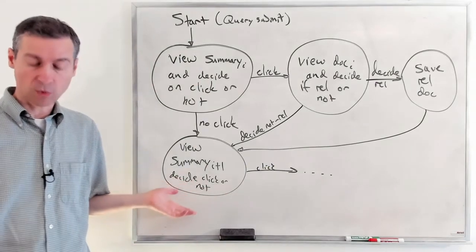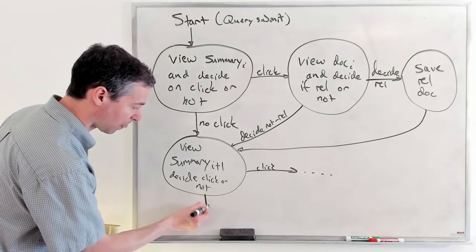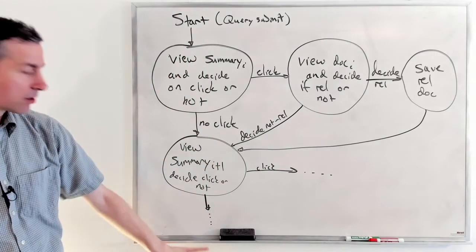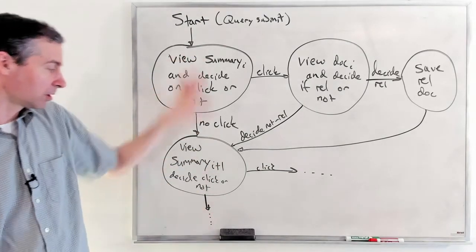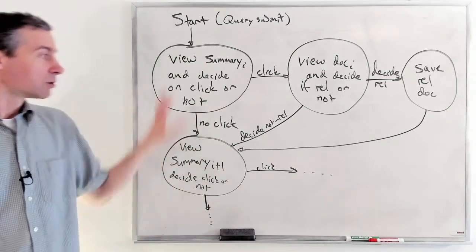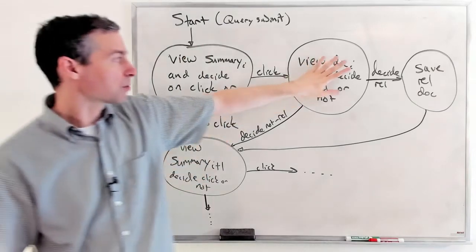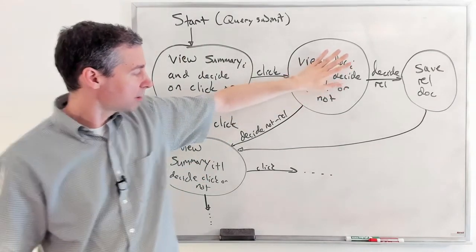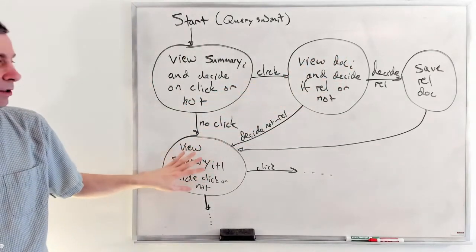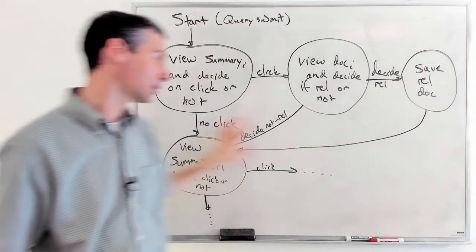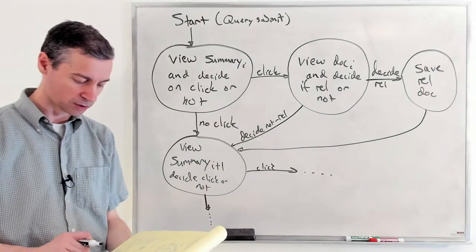So this is what we were talking about with our very simple model. Each one of these nodes down here represents viewing of the next summary. Do we make a decision to click? Do we make a decision to not click? Once we're viewing a document, we're going to read it, and then we're going to decide whether it's not relevant, or if it's relevant, we'll save it in some way and then continue on with processing the search list.